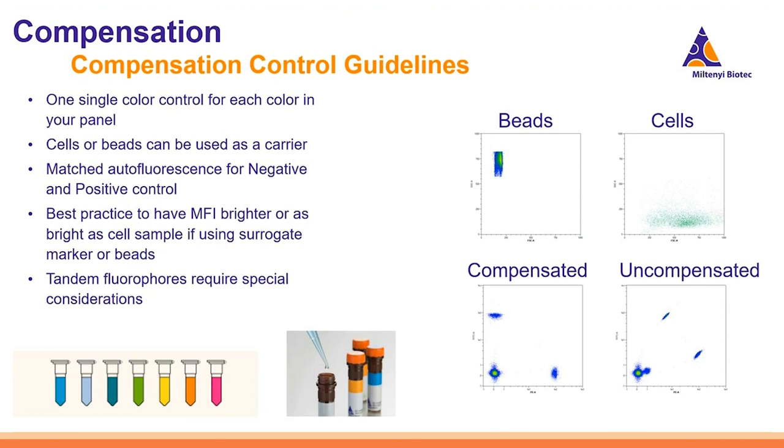It is best practice to have an MFI brighter or as bright as your cell sample if using a surrogate marker or beads. And keep in mind that tandem fluorophores do require special considerations, because there will typically be a different amount of spillover into that donor fluorophore channel depending on the lot and the degradation of the exact fluorophore. So just be careful when you are using tandem fluorophores. The goal is to have properly compensated data, as we can see on the right, with compensated versus non-compensated.